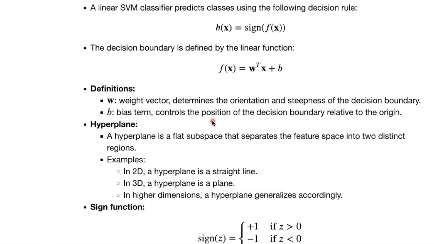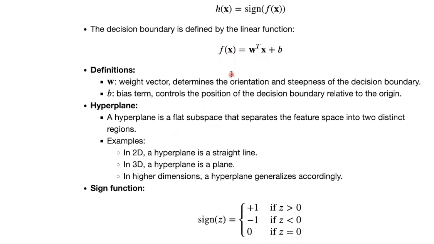If B equals 0, then f of x equals W transpose x. When x equals 0, then f of x is always 0, which goes through the origin.